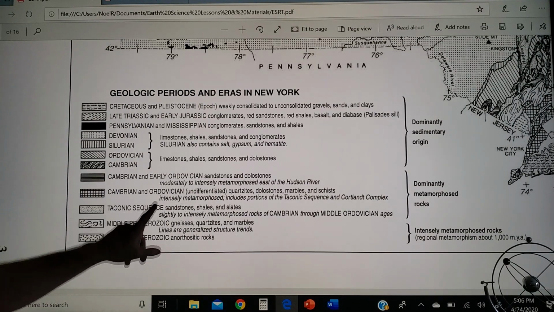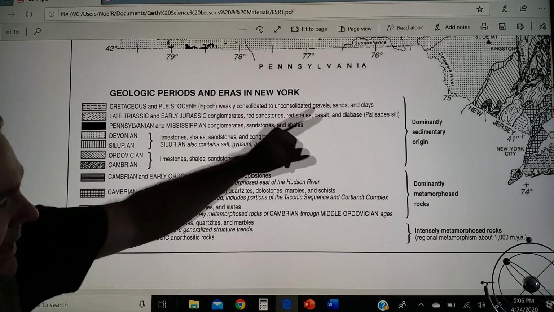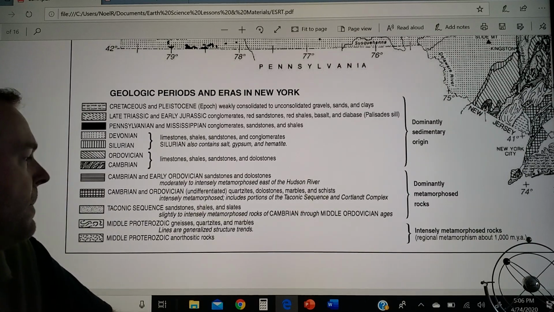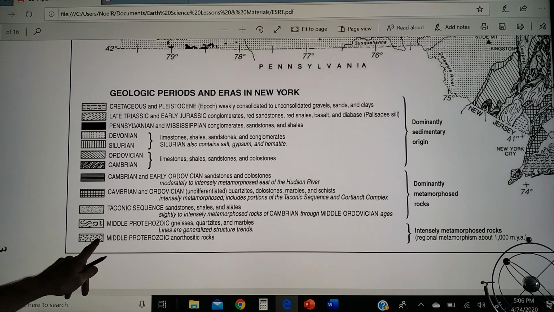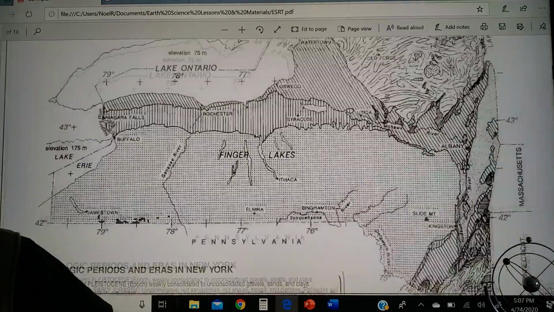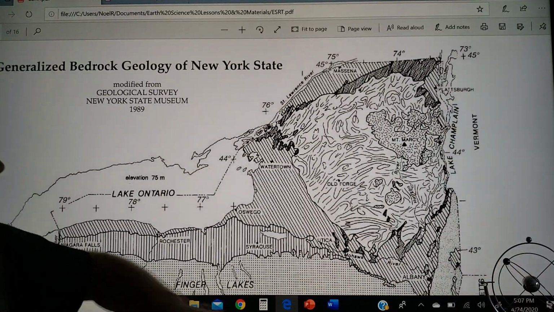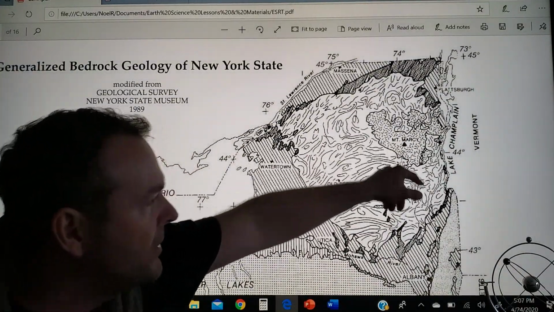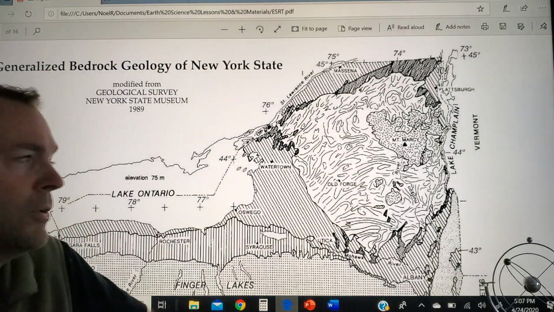So find the pattern of the oldest, go back to New York State. In this case, we'll say Middle Proterozoic with these crooked slash lines. And where would that be on here? Well, it's all the way up in the Adirondacks. So that would be your oldest part of New York State.